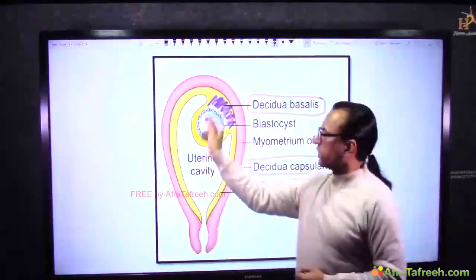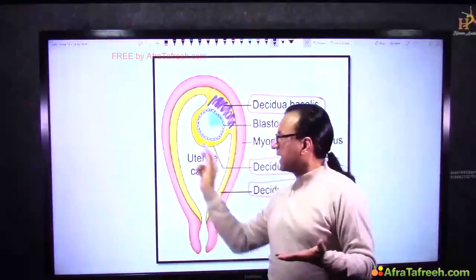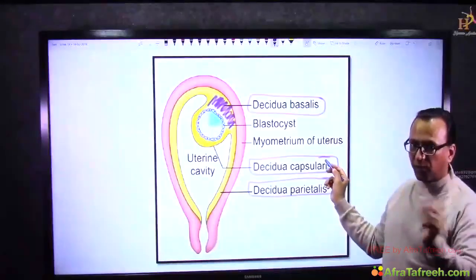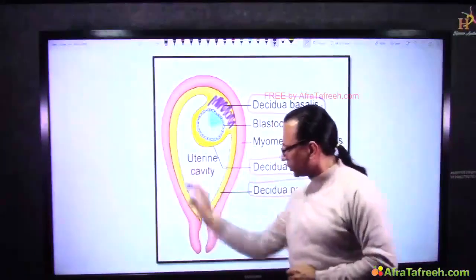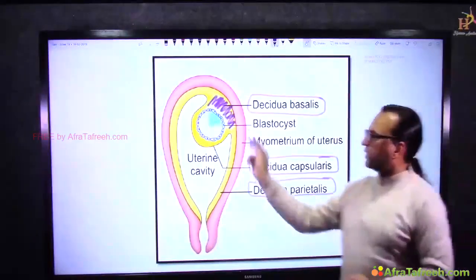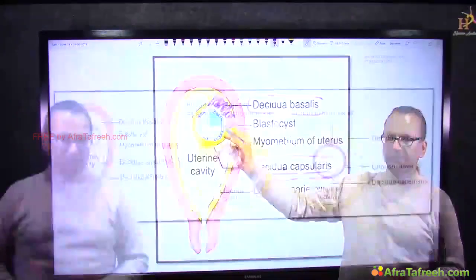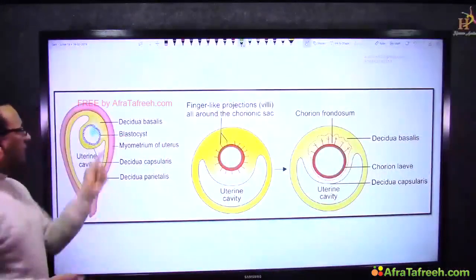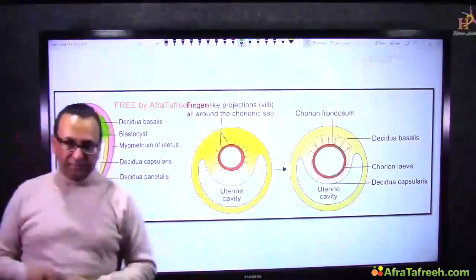Now there is some decidua which is covering the baby towards the uterine cavity, and that is the decidua capsularis. It is not forming placenta. And then the rest of the endometrium, which is there in the uterus, is called decidua parietalis, and of course it is not forming the placenta. Then what about the fetal placenta? As you talk about fetal placenta, chorion will help us. We have discussed the decidua, three components, and it is the basalis which is helping us form placenta, that is the maternal placenta. What about the fetal placenta?